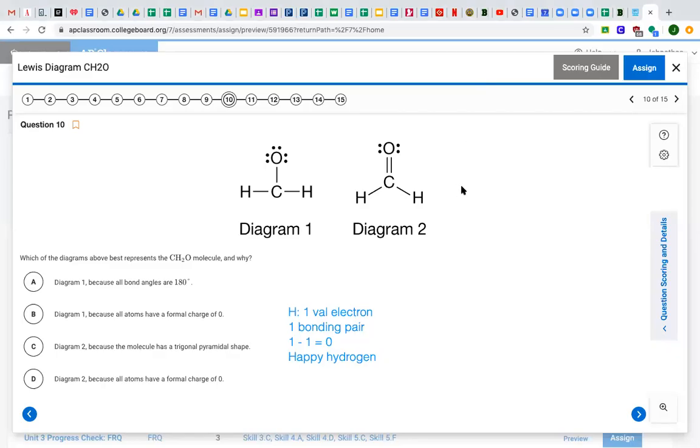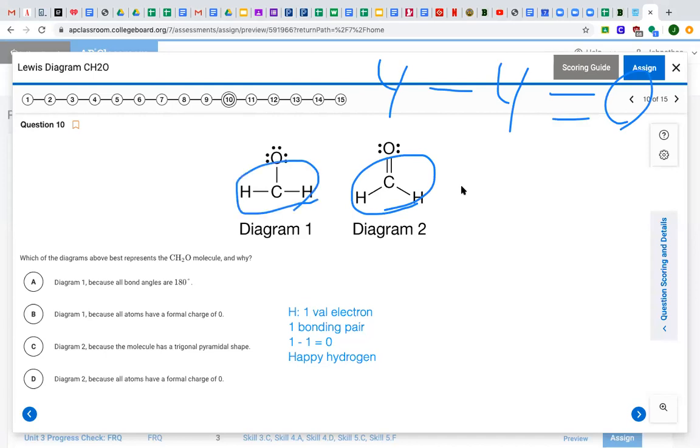Okay, so we agreed that this carbon has a formal charge of 0. Why? Because 4 valence electrons minus 4 bonds equals 0. Okay, 0 formal charge. This carbon has a formal charge of +1. Why? Because 4 valence electrons minus 3 bonding electrons equals +1. Okay, that's the formal charge on that carbon.